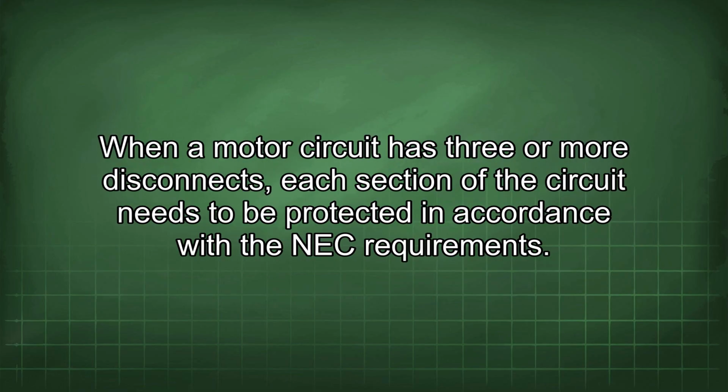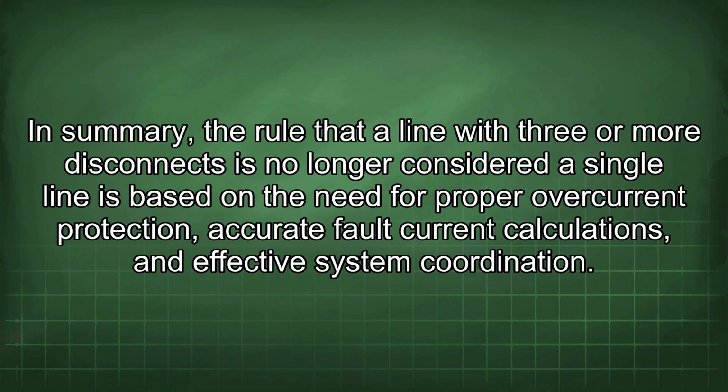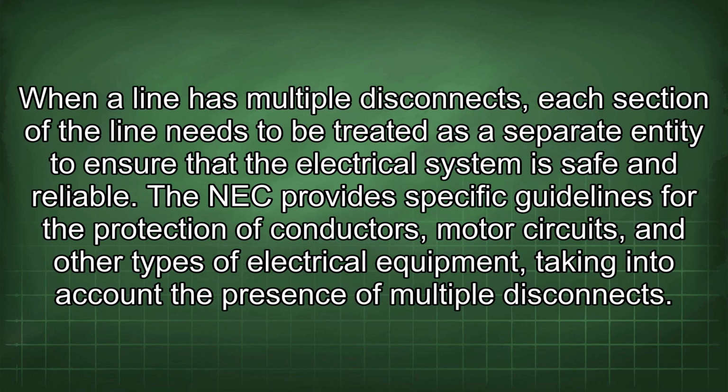When a motor circuit has 3 or more disconnects, each section of the circuit needs to be protected in accordance with the NEC requirements. In summary, the rule that a line with 3 or more disconnects is no longer considered a single line is based on the need for proper overcurrent protection, accurate fault current calculations, and effective system coordination. When a line has multiple disconnects, each section of the line needs to be treated as a separate entity to ensure that the electrical system is safe and reliable.